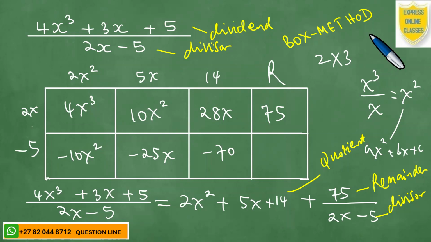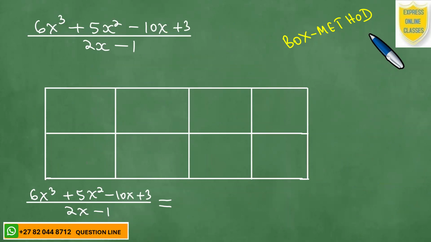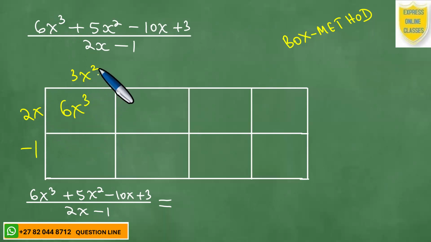Let us try one more problem. The next question. Right, in the next question, we have exactly 6x cubed plus 5x squared minus 10x plus 3. You divide by 2x minus 1. So you have this one is exactly 6x cubed. We put the 6x cubed here. We divide the 6x cubed by 2x. Divide 6 by 2, you get a 3. x cubed divided by x becomes exactly x squared.